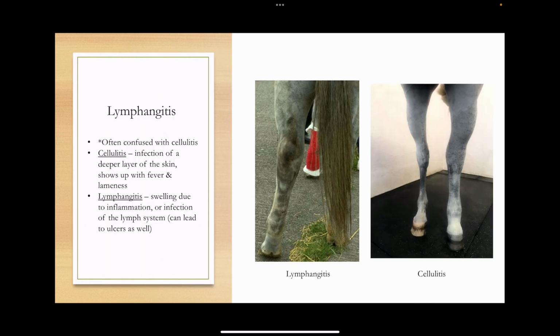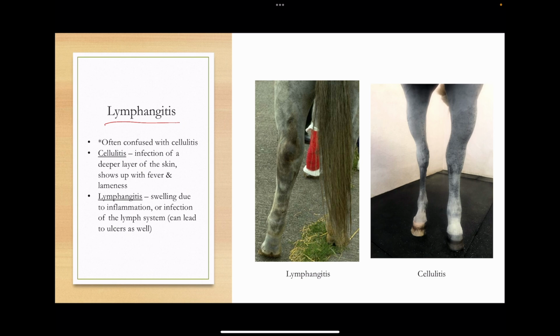Now, other lymphatic system-based stuff that we should know from our textbooks would include diseases that involve the lymphatic system. So firstly, we have lymphangitis, which is often confused with cellulitis. On the left is a horse with lymphangitis, and on the right, cellulitis. We see cellulitis more often, but that is an infection of a deeper layer of the skin, which is often accompanied by a fever and lameness of that leg, or also soreness to the touch of the affected skin.